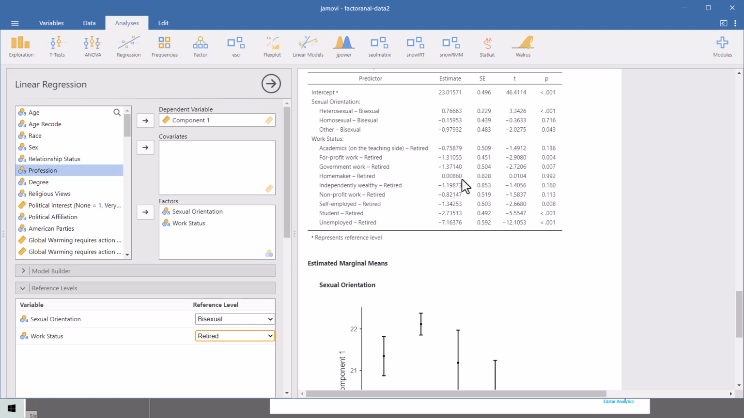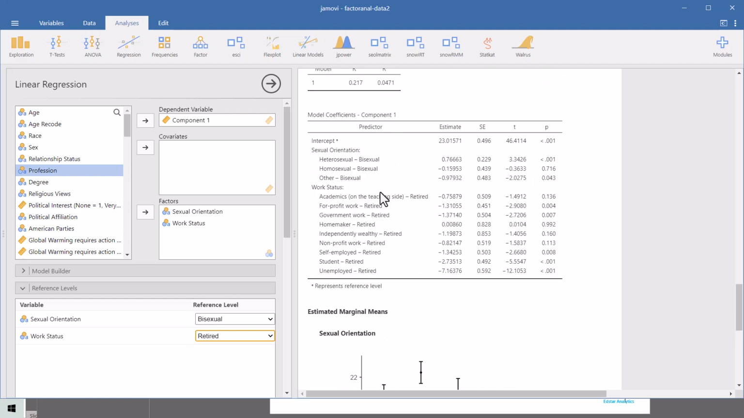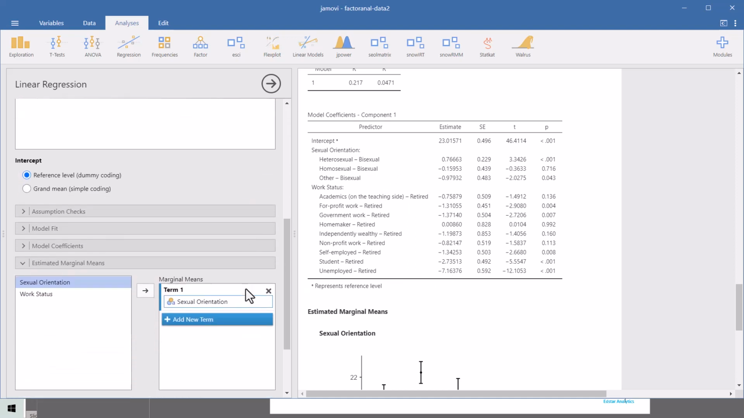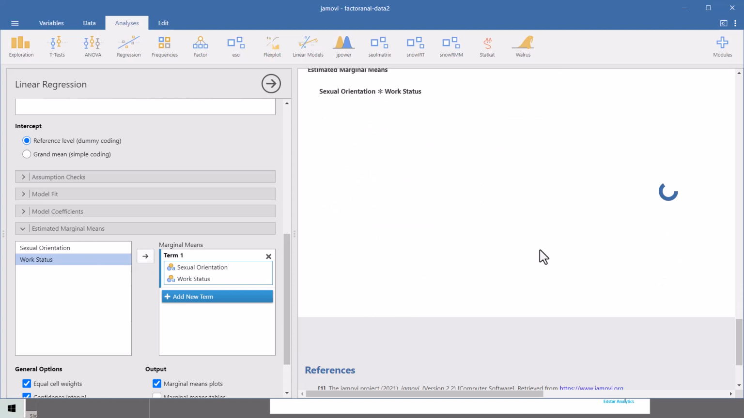Here's homemaker, well, you have to look at the p-values, because if this is statistically significant, for-profit work is less satisfied, and that's statistically significant. Same with government work. You can do this. This isn't hard. And it's very interesting to look at. Your marginal means are also very interesting. Let's take sexual orientation, well, we can put them both in together. There's going to be a lot of things on this graph, though.